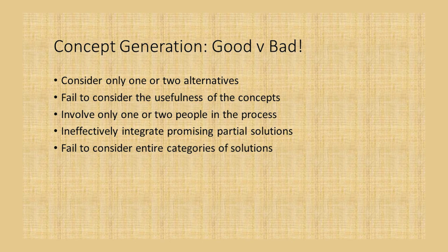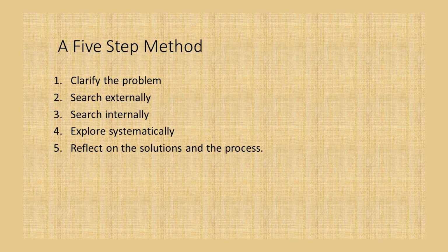So, how do we go about generating good concepts? To generate good concepts, we need some kind of a systematic procedure. Today we will learn about a 5-step method that helps us generate good concepts. The first step is to clarify the problem. What is the problem? Then you want to search externally. You may want to search some external sources. You can search internally. There might be something within your company, or many different solutions within your company, that you could use. There must be know-how.